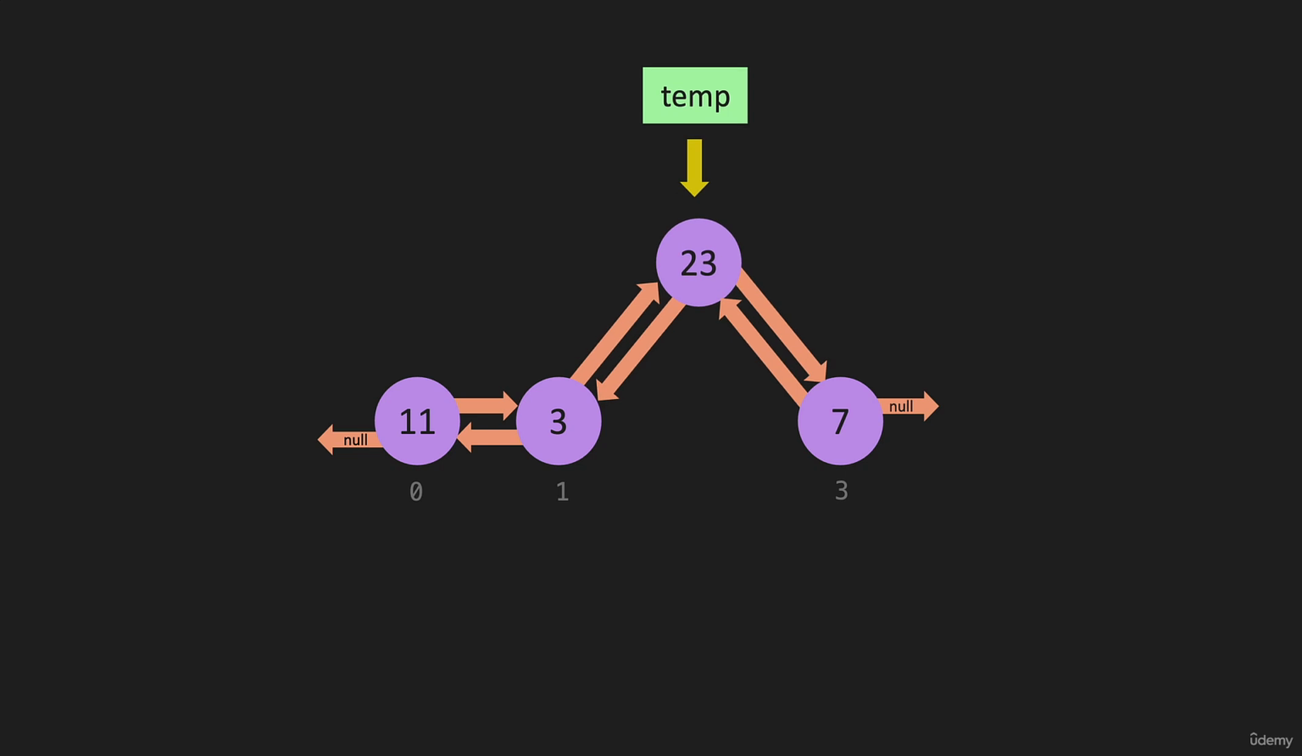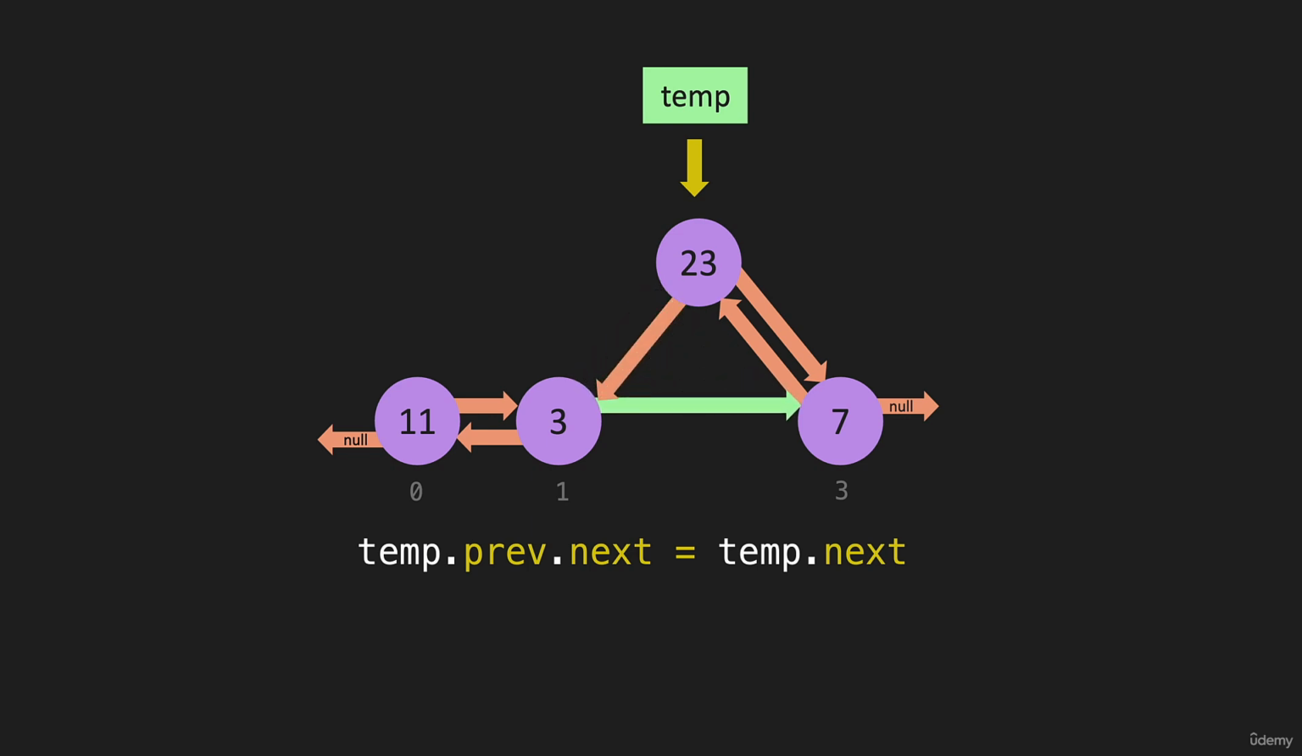So what we need to do is we need to have the arrow that goes from the 3 to the 23 highlighted in green there and point that to the 7 node. Then we need the one that's going from the 7 to the 23 that I have highlighted there and have that point over here. In order to do that, watch what we're going to do. We'll say temp.previous.next is equal to temp.next. Like that. And that will point that to that node.